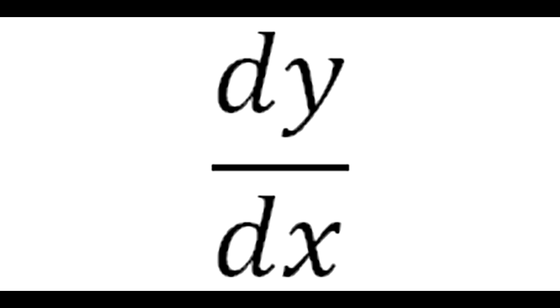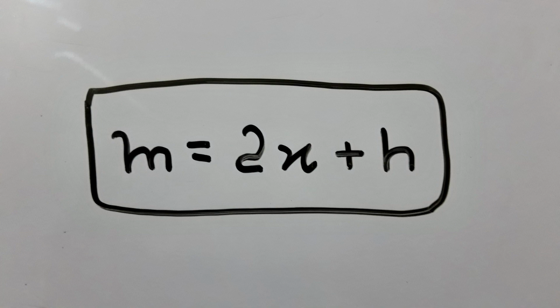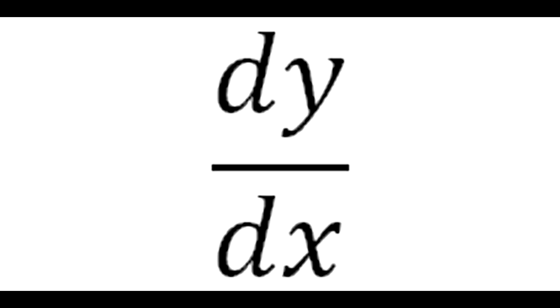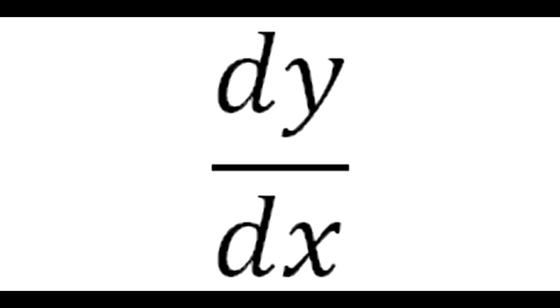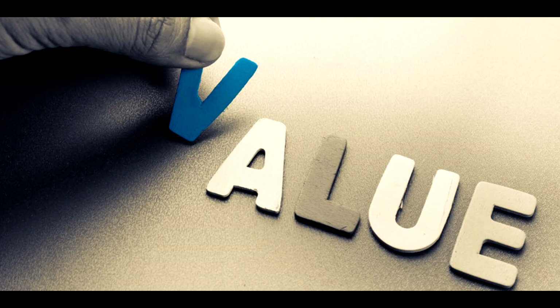And through differentiation, the secant gradient equation turns itself into a tangent gradient equation, dy over dx. It basically changes from delta y over delta x, which is the secant gradient equation, into dy over dx, which is the tangent gradient equation, because of an infinitely small value.